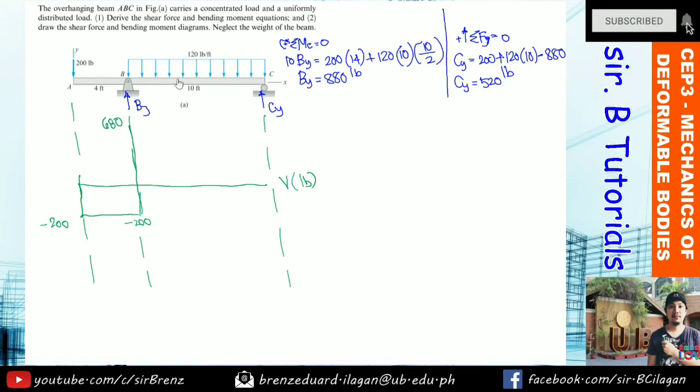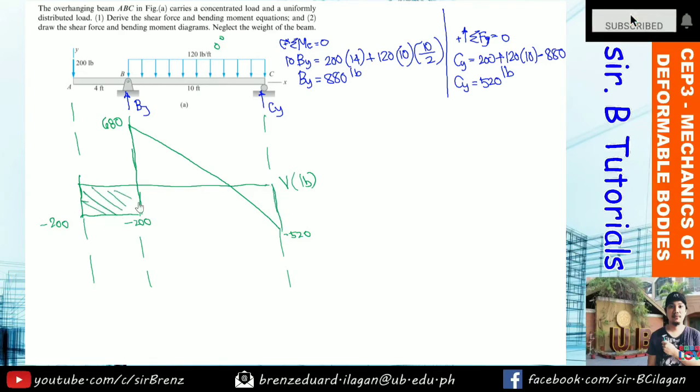And then from B to C, there is a uniform load downward on a rectangular shape. So 680 minus the area of this, or 120 times 10. So 680 minus 120 times 10 is negative 520. So again, this is a 0-degree curve, so it becomes a first-degree curve, or it will be the shape of a triangle. Let's say this is negative 520. And then at point C, you go up by 520, so it becomes 0 again. Okay?